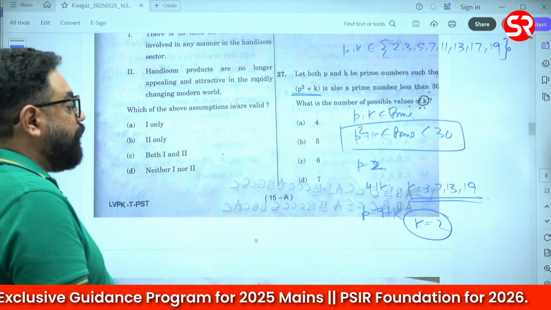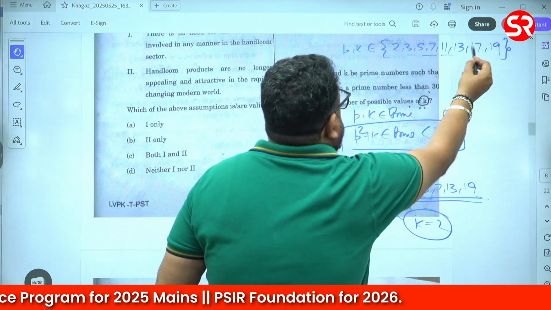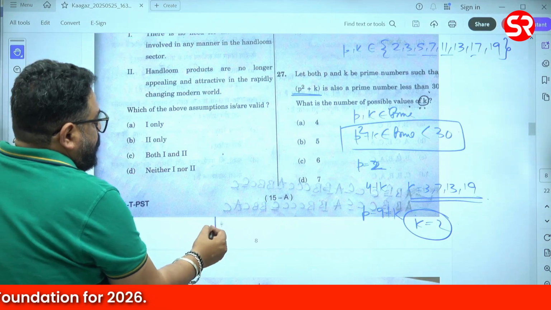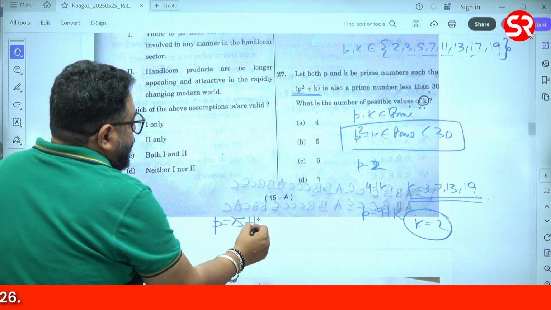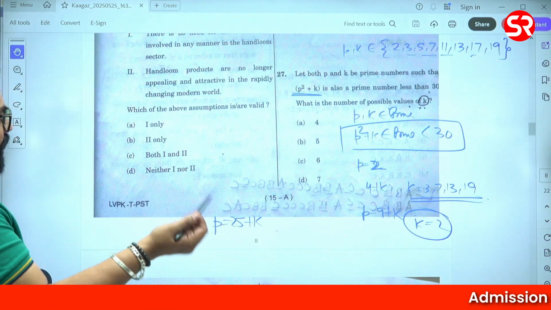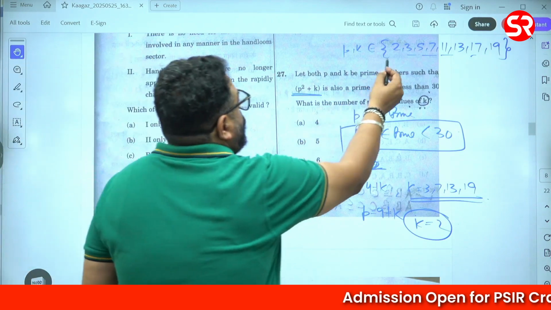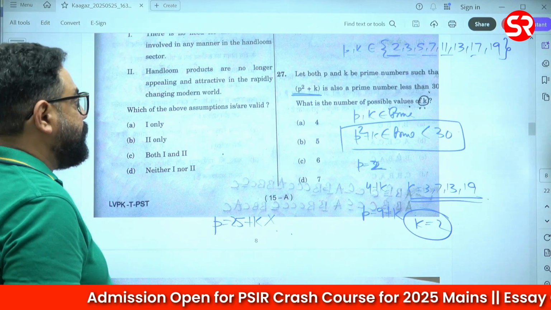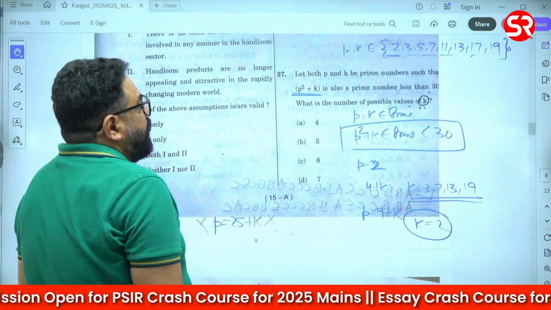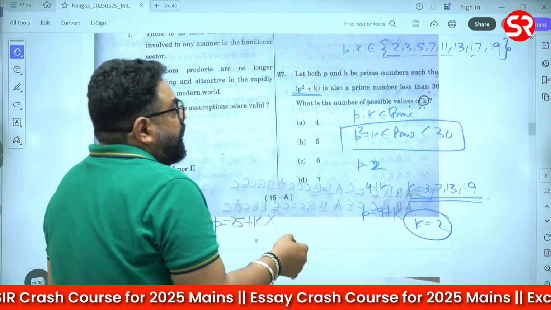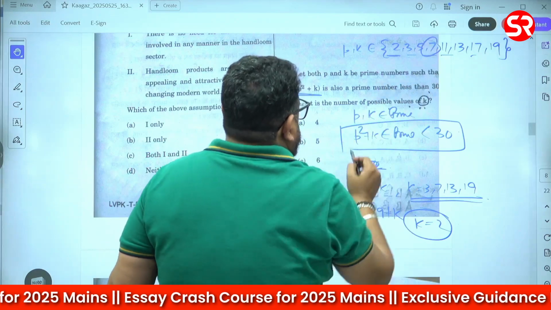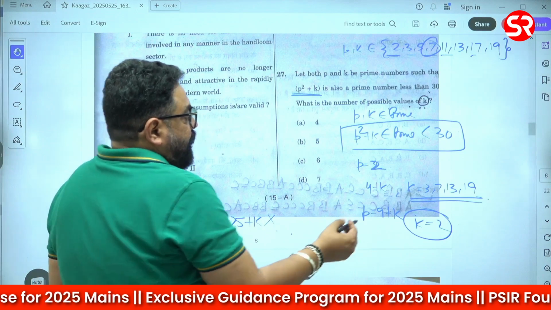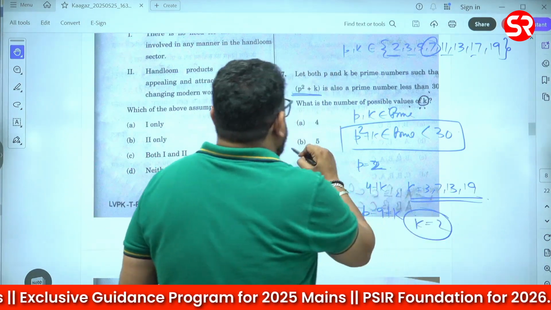उसके अलावा नहीं होगा, because 9 plus any odd number would give you an even number, right? And if you take p is equal to 5, it is 25 plus k, right? अभी k को अगर तुम 2 पुट करते हैं तो 27 is not a prime number, अगर 3 पुट करते हो तो फिर से वो even number शुरू हो जाएगा, so there is no such pair. And if you take p is equal to 7, 7 square is 49 plus k, वो तो 30 से बड़ा ही हो गया. So how many values of k are there? 5 values of k are there.